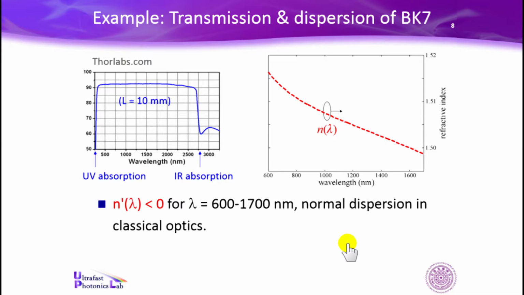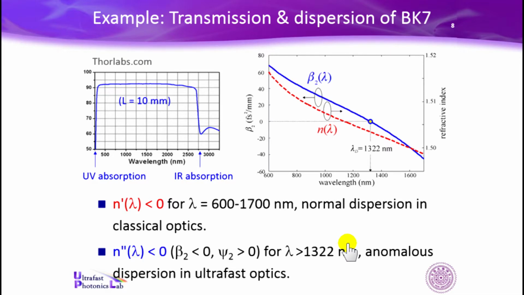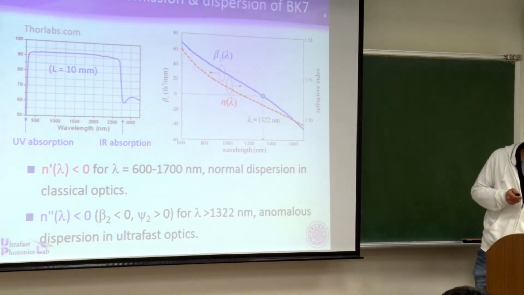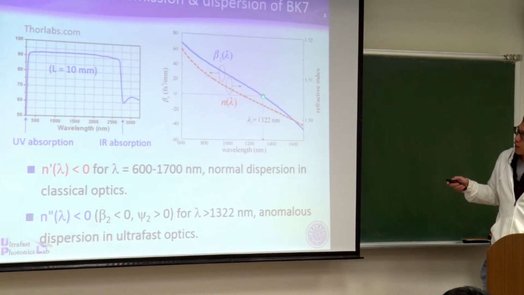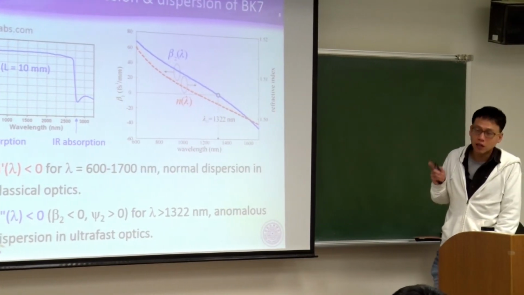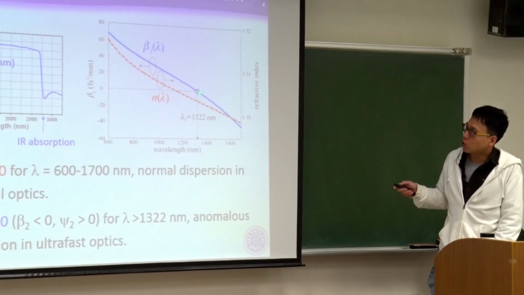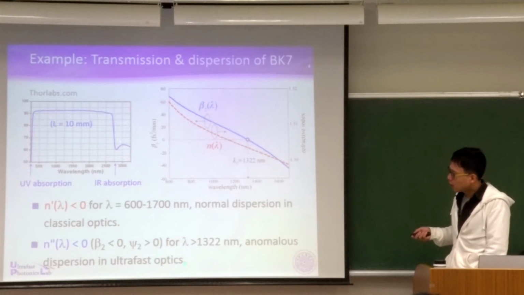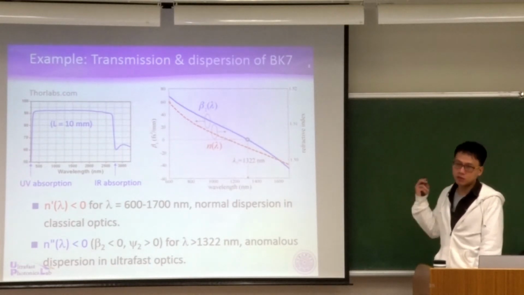But I also calculated beta 2 as a function of wavelengths. I got positive beta 2, 0 beta 2, then negative beta 2. So if you check the 0 beta 2, it's 1322 nanometers. That means when the wavelength is longer than 1322 nanometers, you got negative beta 2 or anomalous dispersion in terms of the ultrafast optics definition. But in terms of the classical optics definition, it is still normal dispersion.